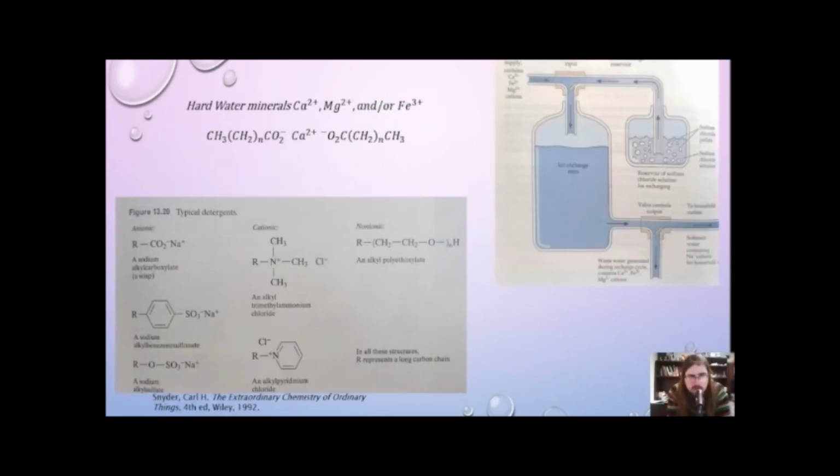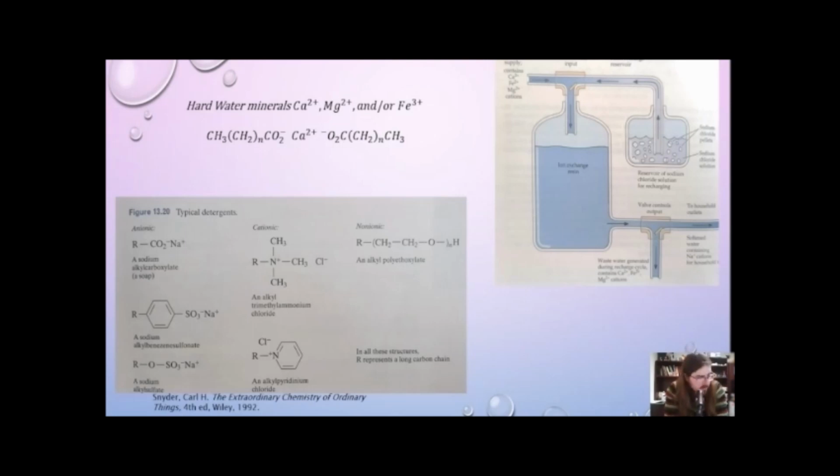Now, soaps made from that work relatively well, but the bane of all soap is hard water. Hard water is water impregnated with minerals like calcium, magnesium, or iron. Now, sodium doesn't count. That's present in soft water. You can't ever have no minerals unless you're distilled. But if you have calcium, magnesium, or iron, you have hard water.